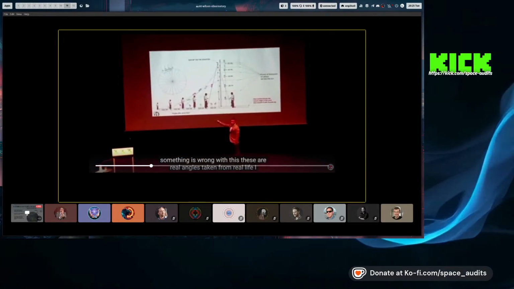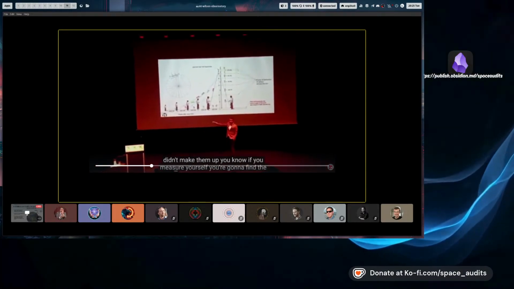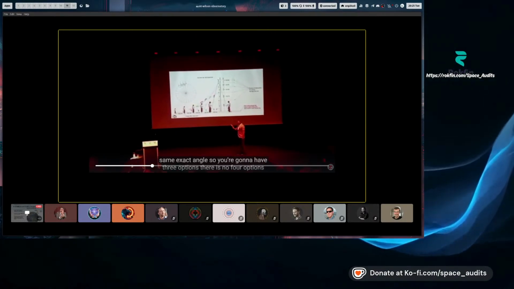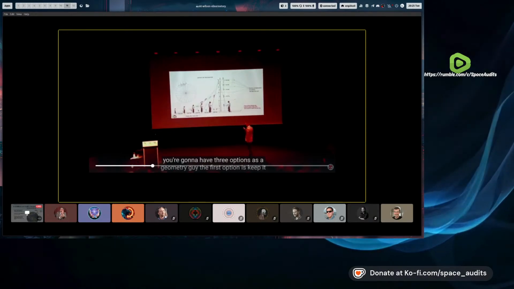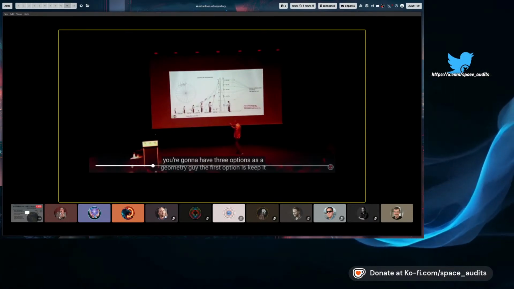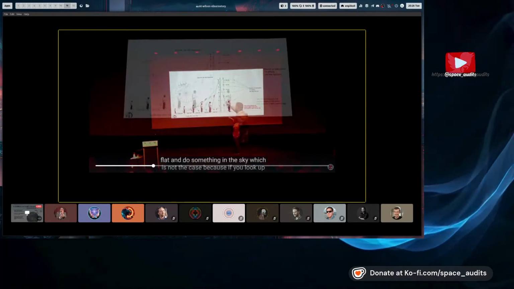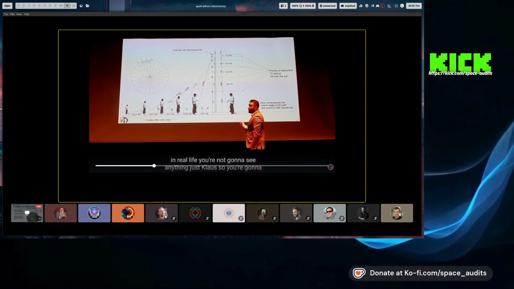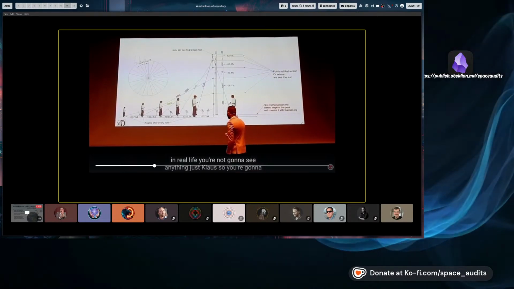These are real angles taken from real life. I didn't make them up. If you measure yourself, you're going to find the same exact angle. So you're going to have three options. There are no four options. You're going to have three options as a geometry guy. The first option is keep it flat and do something in the sky, which is not the case, because if you look up in real life, you're not going to see anything, just clouds. So you're going to dismiss this.